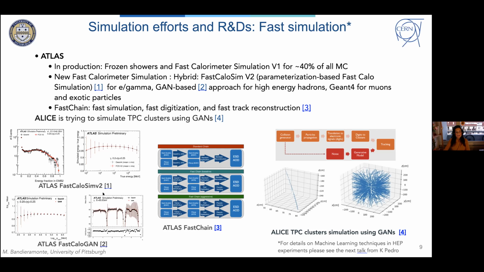For example, ATLAS is designing a new fast calorimeter simulation that will be a hybrid that will mix the parameterized calorimeter simulation together with a GAN approach that will be used for high energy hadrons. And it's also working on a fast chain project that will give the possibility to mix, according to the needs, fast simulation together with fast digitization and fast reconstruction.